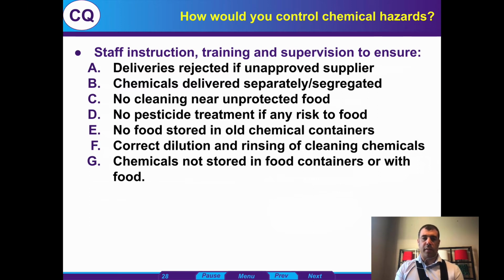And chemicals not stored in food containers or with food. And there is also another one that isn't in there, but I really need to mention, is that chemicals must not go into water bottles because somebody will end up drinking it. So you really need to pay attention to that.